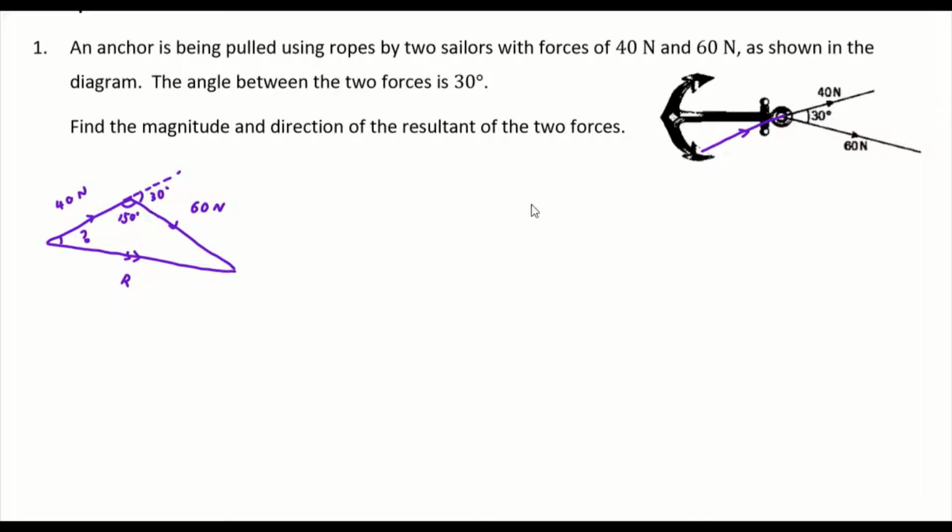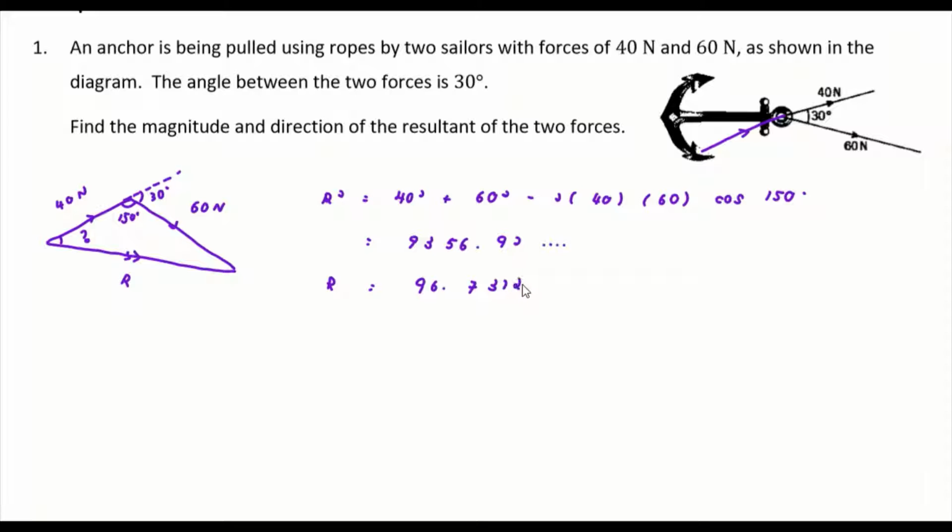Okay, so now I can continue to solve it. To solve my r here, I can use the cosine rule because I have two sides with one included angle. So r squared equals 40 squared plus 60 squared minus 2 times 40 times 60 times cos 150. And you'll be able to get the answer 9356.92 and so on. Remember to press everything in your calculator using the exact value, okay? So r is 96.7312. I'm writing more decimal places to avoid cases where I might need to use this information later, so I cannot use the value rounded off to three significant figures. This is what you need to be careful of when you do this type of question.